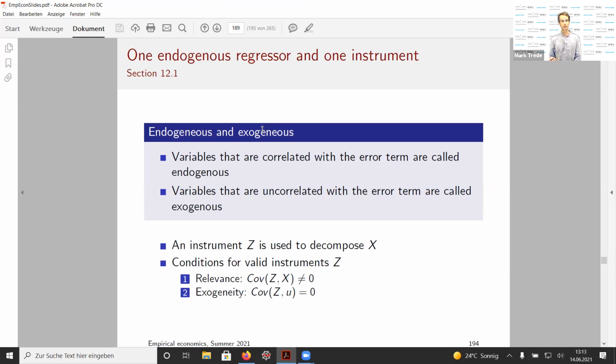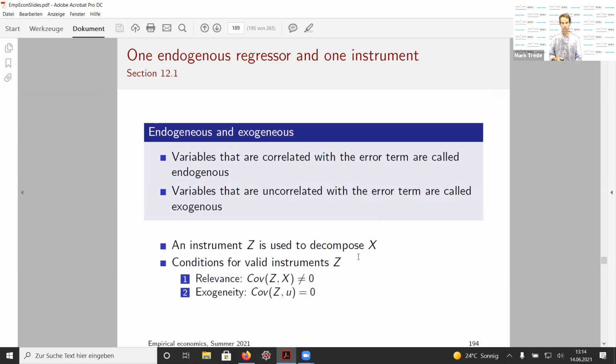But it is possible that some of the regressors are correlated with the error term. In that case, we still talk about a regressor, but not an exogenous regressor or an exogenous variable, we would call that an endogenous regressor. Okay? So regressors can be endogenous, those are the problematic ones, or regressors can be exogenous. Those are the ones that we have dealt with so far. And we use an instrument, let's call it Z, to decompose the regressor variable x into its two components, the good one and the evil one.